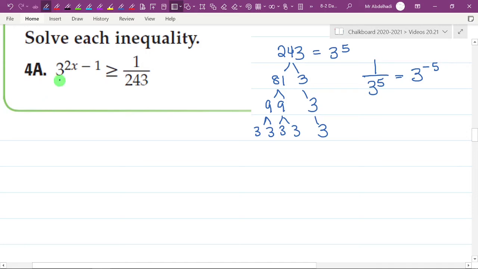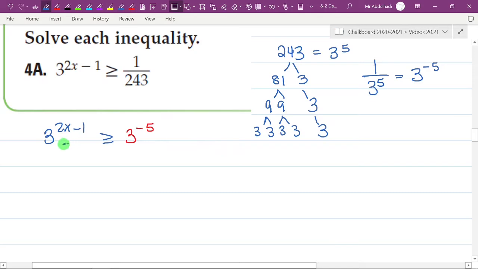So I can rewrite my inequality here and replace this with 3 to the negative 5th power, like that, okay? And just to convince you, this would normally become 1 over 3 to the positive 5th, and that would become 1 over 243 when you expanded it. So we know it worked.